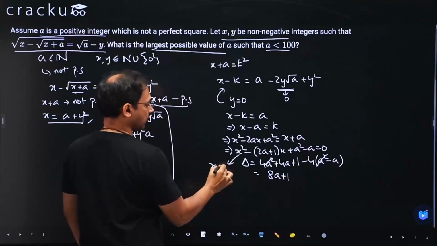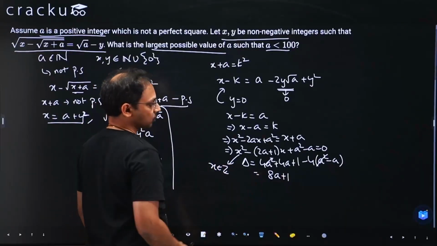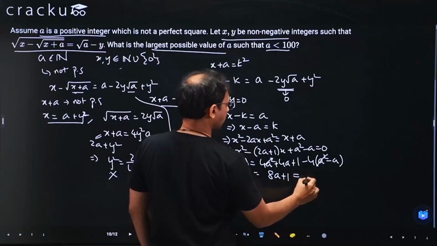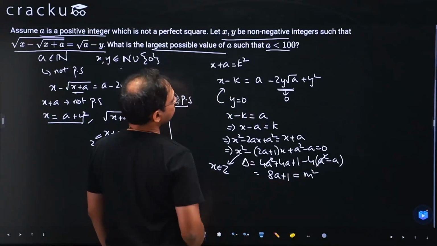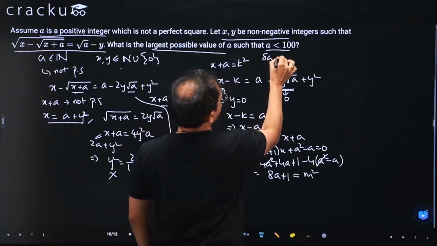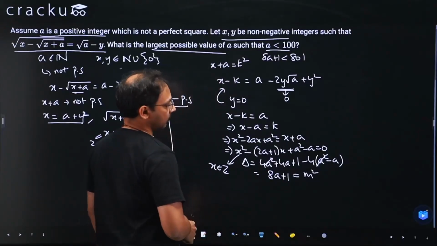Here the root is an integer, x is an integer. So the discriminant should be a perfect square again. So I'll call this sum m square. What is the largest value of 8a plus 1? 8a plus 1 here will be maximum of 801, less than 801.